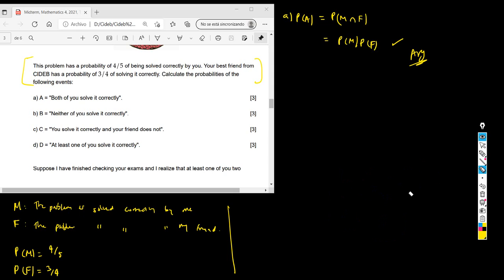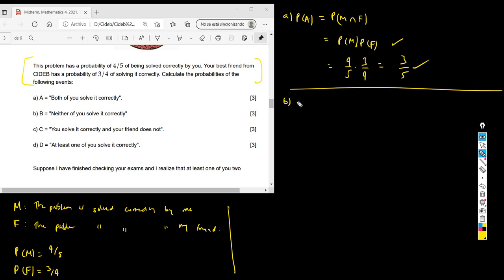And yes, you should make that argument as best as you can. Maybe not in the way I did it, but make some argumentation in order for you to apply this formula. So basically, that's going to be equal to 4/5 times 3/4, which is 3/5. Done.